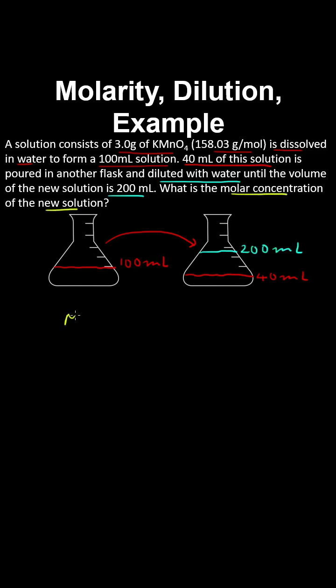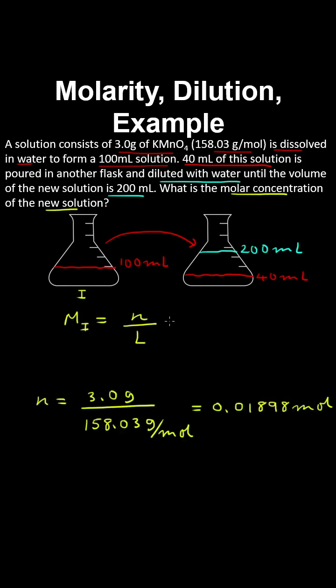Well, the molarity of the first solution is the number of moles of potassium permanganate over the liters of solution. And we can obtain the number of moles by dividing the mass by the molar mass. And dividing by the number of liters of the first solution, we can obtain the molarity of the first solution.